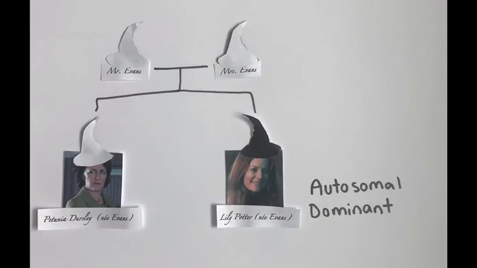Now let's move on to the autosomal modes of inheritance, which are not dependent on the X and Y sex chromosomes. To test out the autosomal dominant mode of inheritance, let's take a look at my mother, Lily Potter, her sister Petunia Dursley, and their parents. Being a witch, my mother must be dominant, and everyone else must be recessive. So let's label their genotypes.